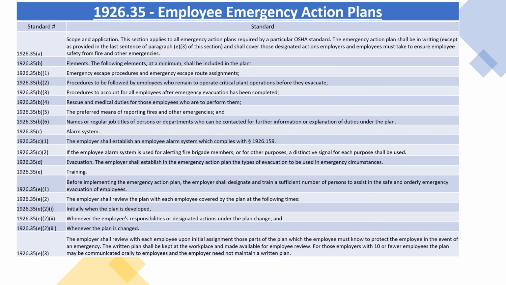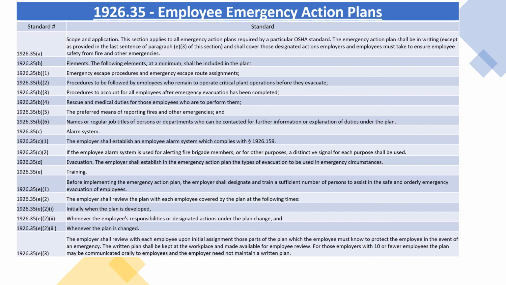1926.35 B. Elements. The following elements, at a minimum, shall be included in the plan. 1926.35 B.1 Emergency escape procedures and emergency escape route assignments. 1926.35 B.2 Procedures to be followed by employees who remain to operate critical plant operations before they evacuate. 1926.35 B.3 Procedures to account for all employees after emergency evacuation has been completed. 1926.35 B.4 Rescue and medical duties for those employees who are to perform them. 1926.35 B.5 The preferred means of reporting fires and other emergencies. And 1926.35 B.6 Names or regular job titles of persons or departments who can be contacted for further information or explanation of duties under the plan.